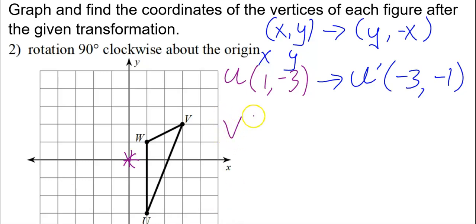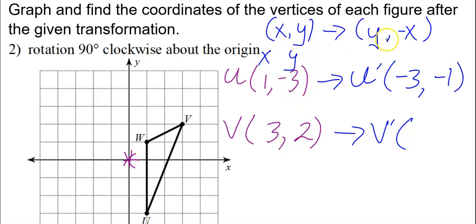Let's do V. So the pre-image of V, V is at 1, 2, 3 to the right, 1, 2 up. Let's find where V prime is. So the rule is XY, write Y first, write X second, change its sign.